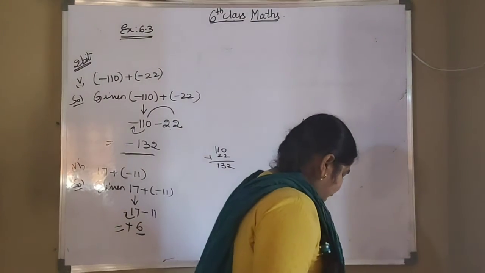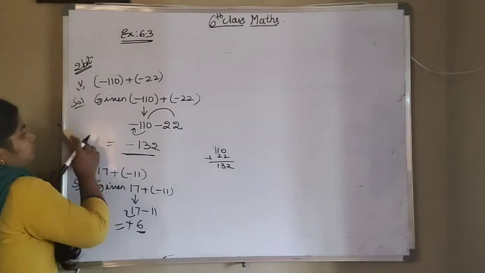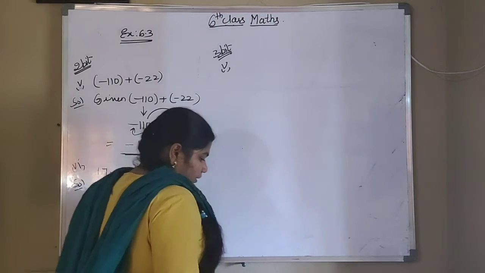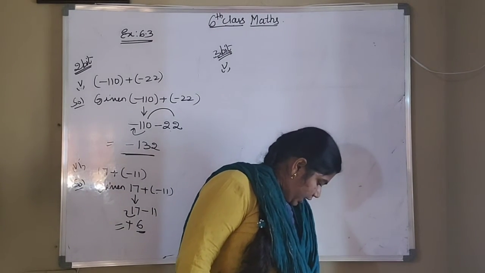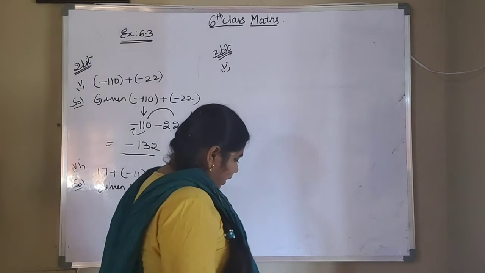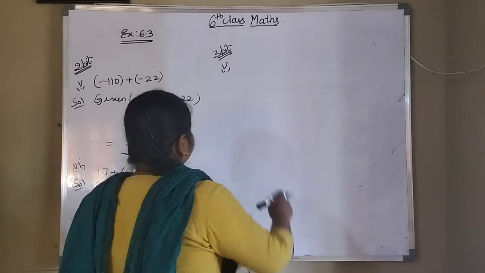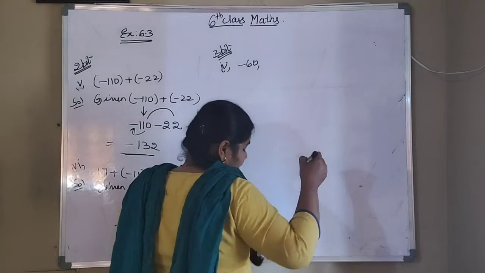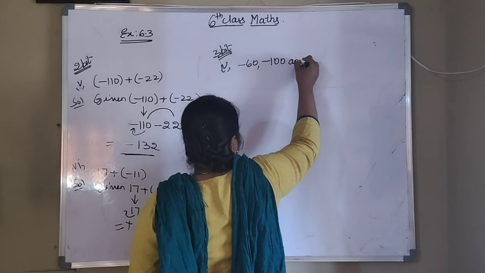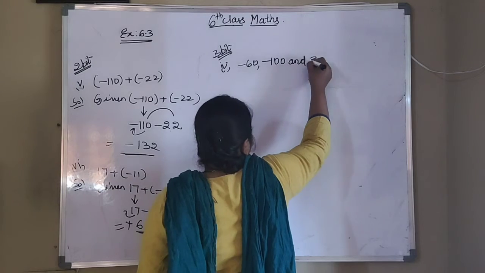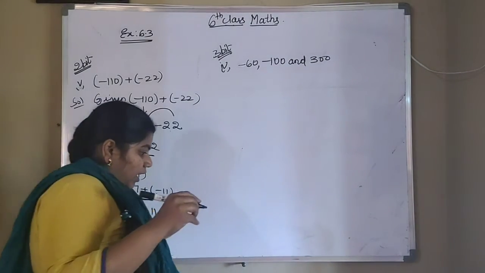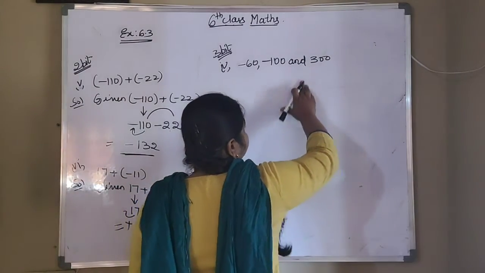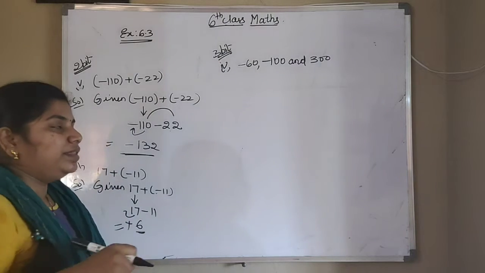So this is our second bit what I gave you as homework. Next, third bit. I gave the last problem as homework, I think. So what is that last problem? Fourth problem. So minus 60, minus 100 and 300. So in this case, find the sum of. Sum is nothing but addition. So where you will see the comma and word, we have to make that as plus.